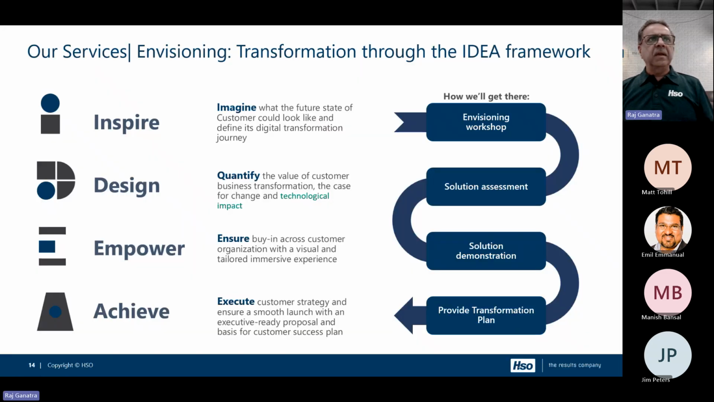Part of our service offering moving forward is we offer our services around envisioning, where we can come and help you run envisioning workshops based around the different operating areas of the business: sales, supply chain, operations, production, warranty, service management, and provide you a transformation plan at the end of it. That's one of the offerings.